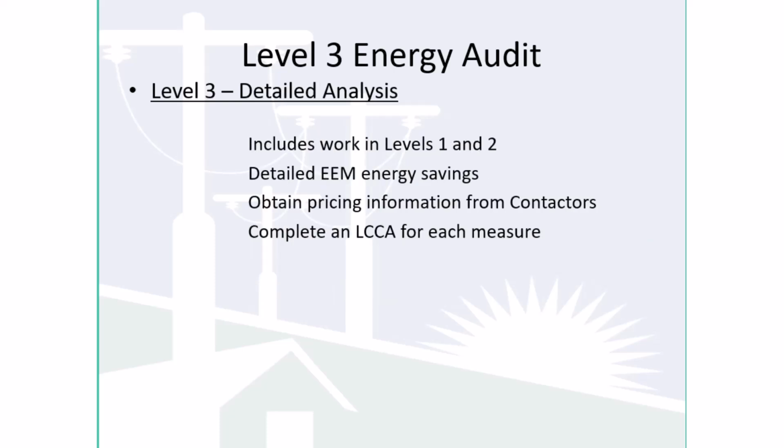The Level 3 energy audit is going to be a detailed analysis. It's going to include the work that the energy engineer performed in levels 1 and 2. But in addition, the energy savings for the energy efficiency measures is going to be much more detailed. It may include energy modeling that will do a calculation for all hours of the year, say 8760 hourly savings calculation, such as done by eQuest or some of the other more sophisticated energy modeling software.